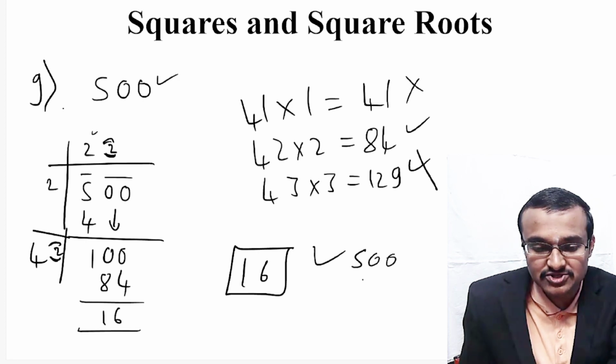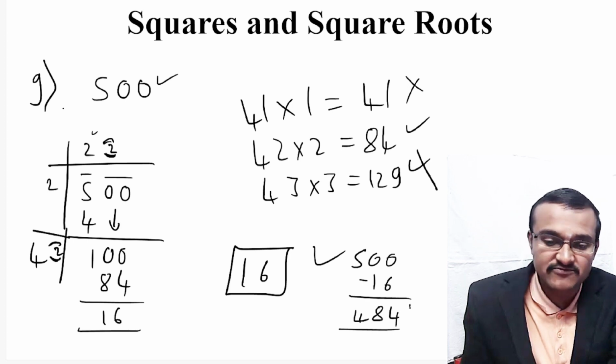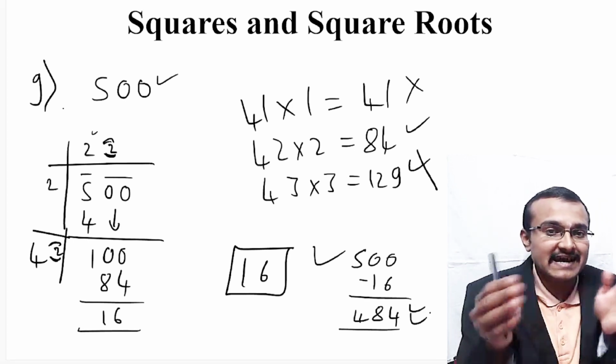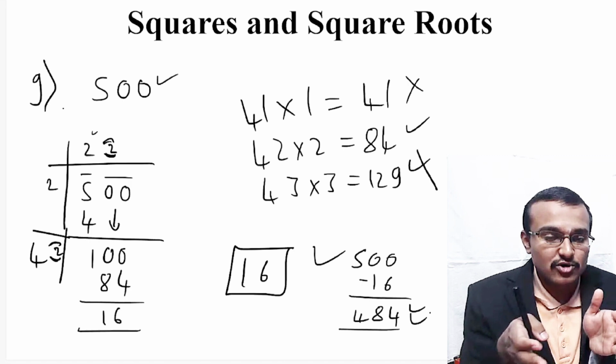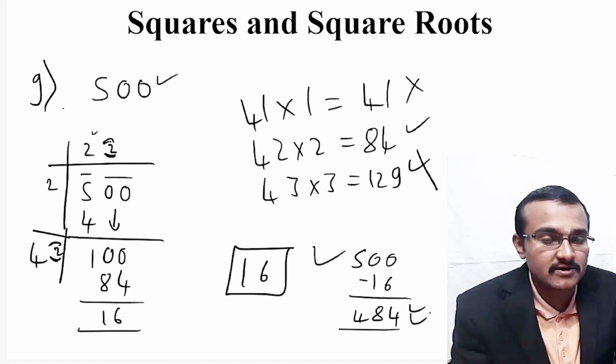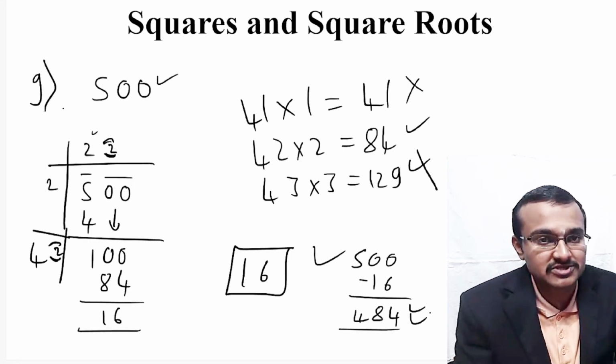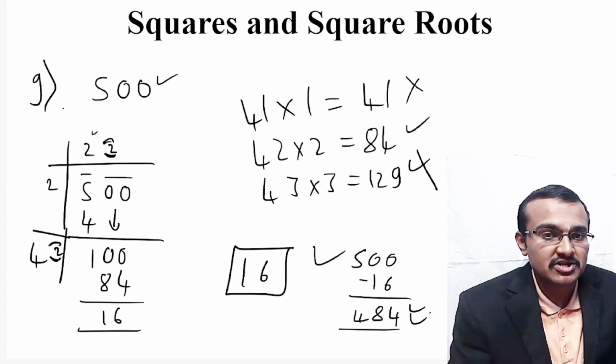So here actually you should subtract 16 from this 500. That will give you 484. That means 484 students can stand in equal number of rows and columns, where 16 students will be left out who cannot be fit in that particular rows and columns. So this is all there in this particular video.